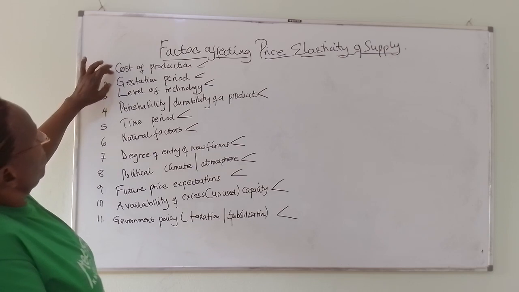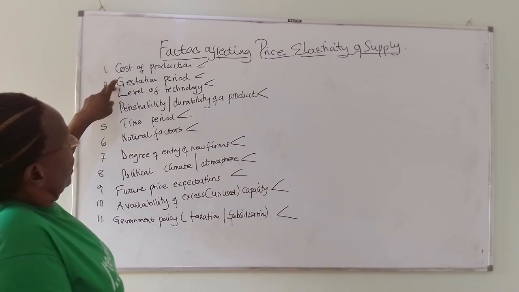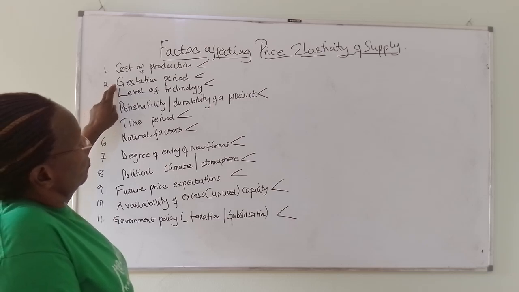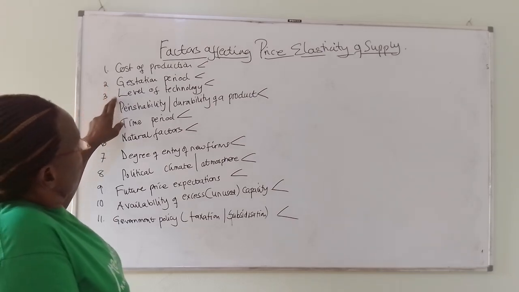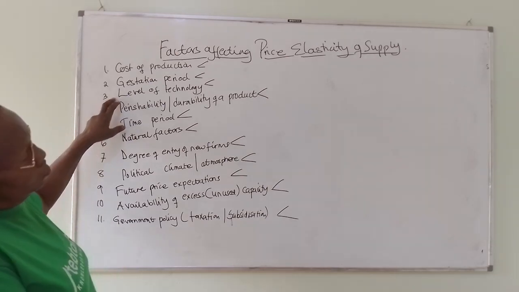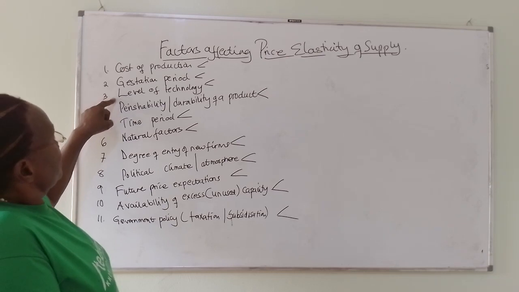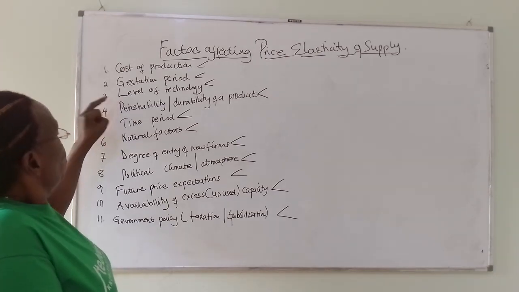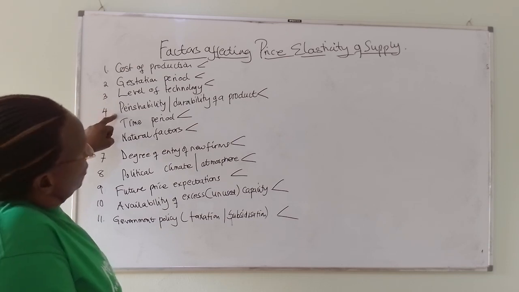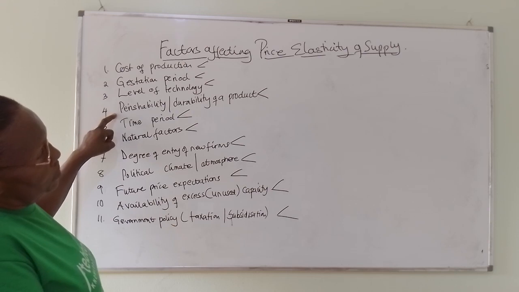We have the cost of production, we have the gestation period, the time taken in order to produce that commodity. Is it long or short? The level of technology. Technology plays a very important role in the supplying of a good, meaning is it efficient or inefficient? Is it modern or backward? Then perishability and durability of a product. This one mainly deals with storage.